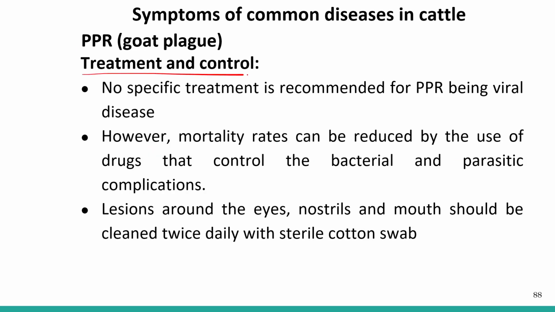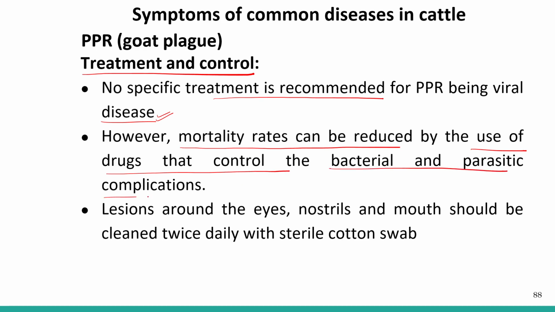Treatment and control. No specific treatment is recommended for PPR, being a viral disease. However, mortality rates can be reduced by the use of drugs that control the bacterial and parasitic complications. There are some other parasitic and bacterial complications after the infection of this particular virus, so we can control that infection by the bacteria and other parasites. So the mortality rate can be decreased with that drug treatment.